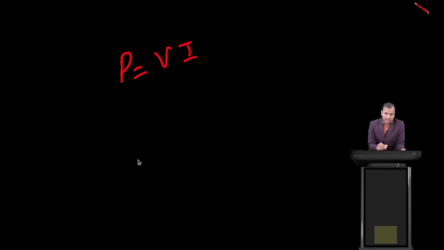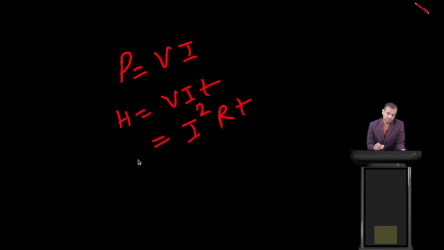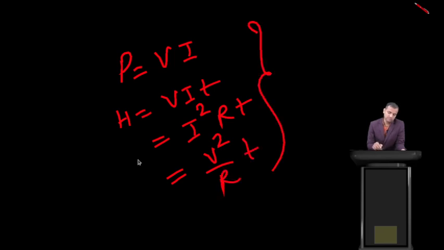So what have we learned today? We learned about the power of an electric circuit. Now we know the formula of power is V into I, and then we also learned about the liberation of heat. So H equals VI into T, or it can be converted into I square RT, or we can write this one as V square over RT. So from here we can see that H is proportional to I square, H is proportional to R, and H is proportional to T.